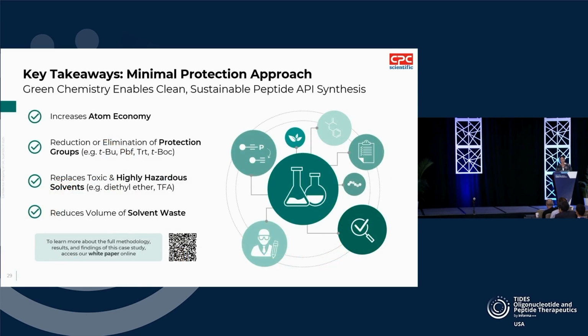So the key takeaways from the minimal protection approach are that the principles of green chemistry have enabled the efficient and sustainable synthesis of both the peptide drug conjugate and this goserelin API impurity. We can show an increase in atom economy by reducing unnecessary protecting groups, specifically the t-butyl, the Pbf, the trityl, and the Boc. We also utilize safer solvents by excluding and replacing diethyl ether and TFA. And we significantly reduce the overall volume of reagents for the entire process.